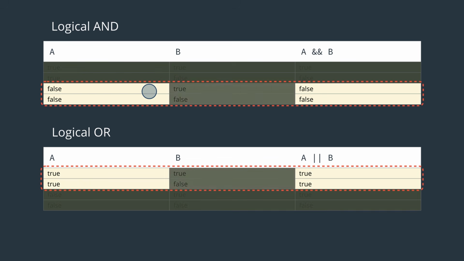For logical and, if the value of A is false, the value of B doesn't matter. The combined value will always be false. And for logical or, if the value of A is true, then the value of B doesn't matter because the combined value will always be true. And this makes sense. Just think about it.